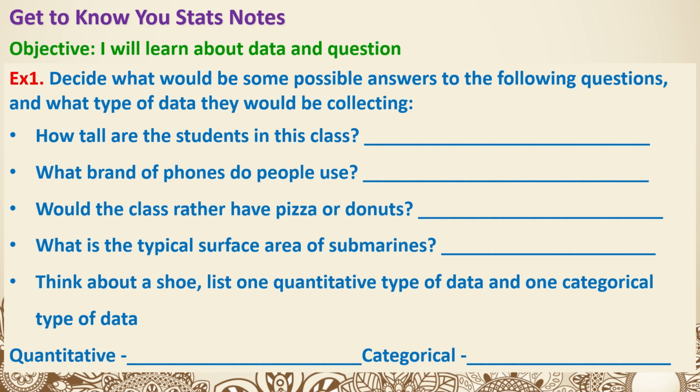First one, how tall are the students in this class? So your answer could be someone is 6 foot, or someone is 5'11". Say like 4'5", or 5'8", 5'11", 6'1". All of these are possible answers, and they're clearly all numbers. That's why that is numerical, or you can also call it quantitative data.